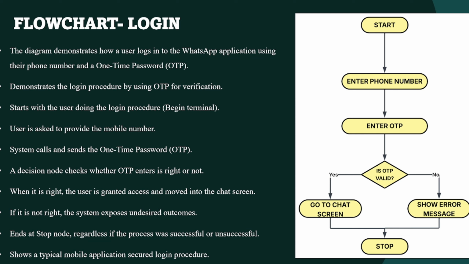If the OTP is valid, the user is successfully authenticated and directed to the chat screen. If the OTP is invalid, the system displays an error message to the user. In both scenarios, whether the user is allowed to access or receives an error, the process concludes at the stop node. The flowchart clearly represents a typical authentication process used in mobile applications to ensure secure user access.